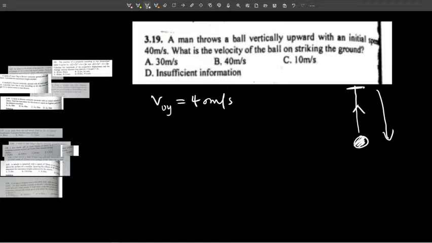We're looking for the velocity at which the ball strikes the ground. So the velocity at which the ball strikes the ground, from this point coming down to this point. Okay. So first.